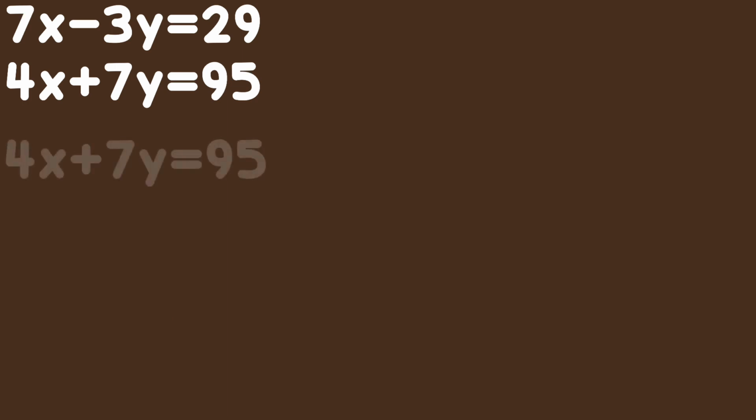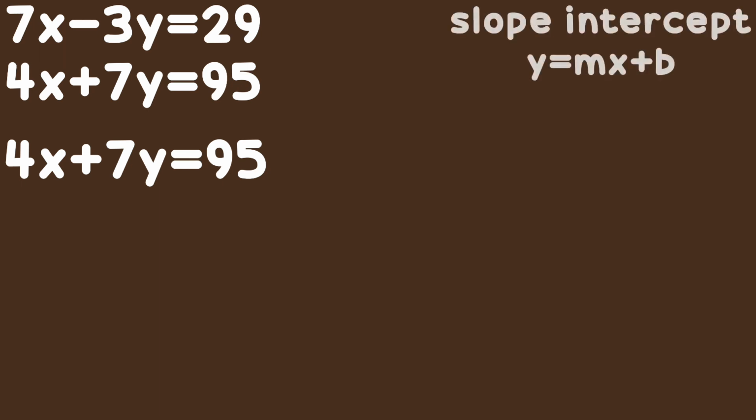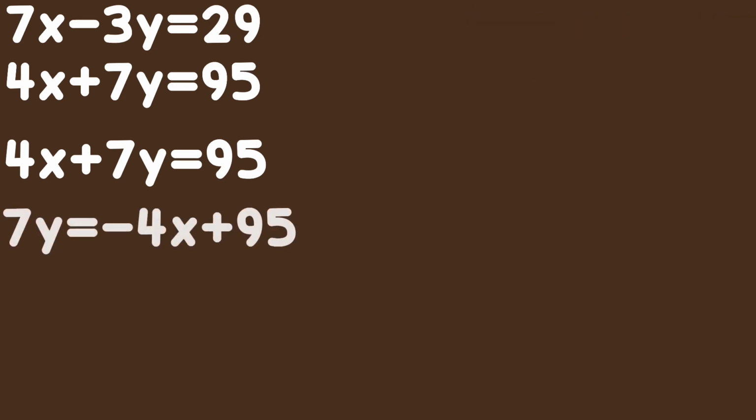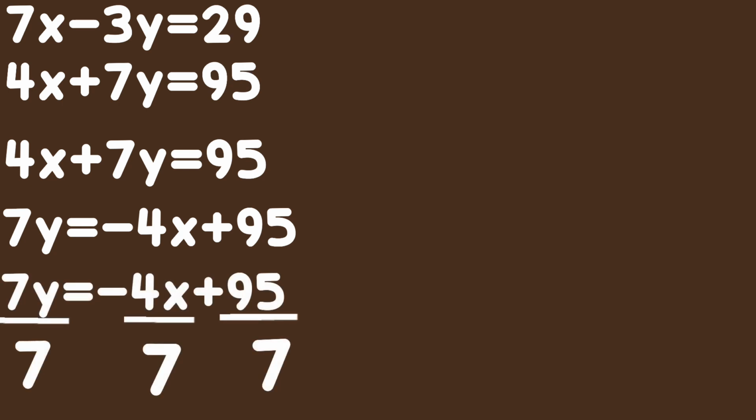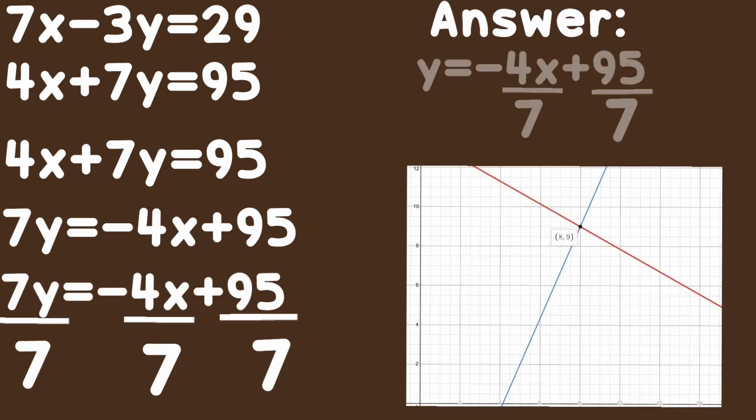Then I did the second problem, which was 4x plus 7y equals 95, and I wanted to get y by itself to make it a slope-intercept form, which is y equals mx plus b. So I moved the 4x, and that made it a negative, so I had 7y equals negative 4x plus 95. And then to get y by itself, I divided everything by 7, and I got y equals negative 4 over 7x plus 95 over 7.